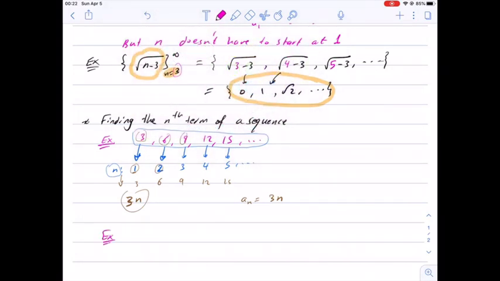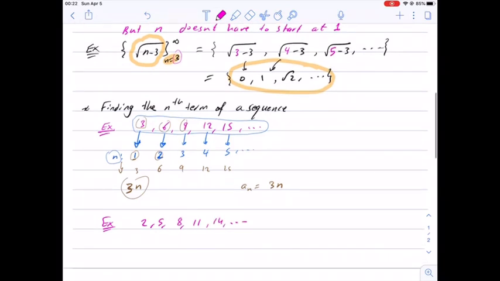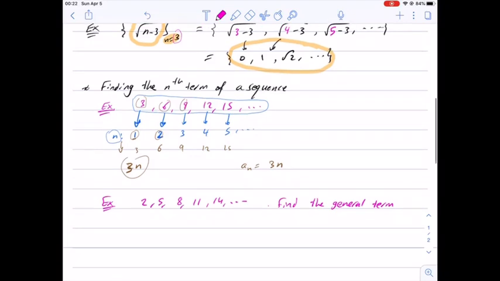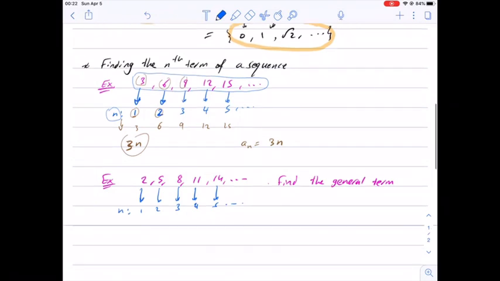Now if I give you another sequence, the sequence 2, 5, 8, 11, 14, etc., and I ask you to find the general term of this sequence. Same thing, this corresponds to 1, this corresponds to 2, to 3, to 4, to 5, etc. Those are natural numbers. Now we need to multiply 1 by some number to get 2.